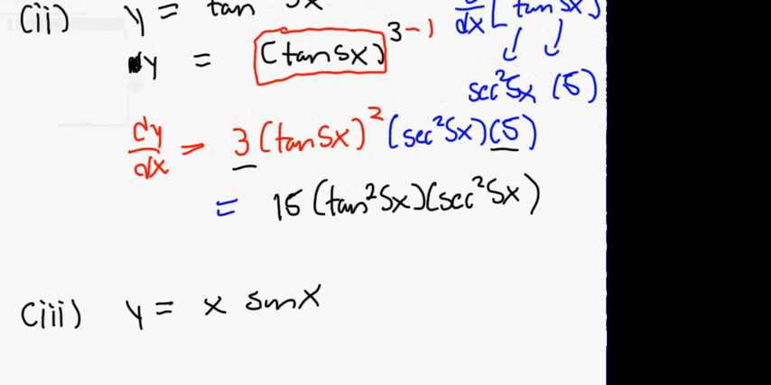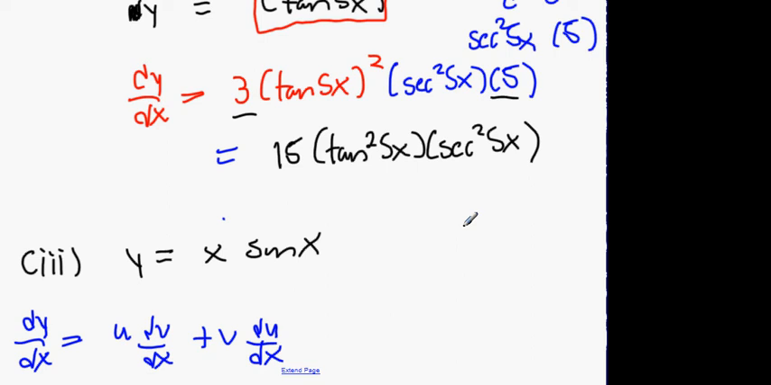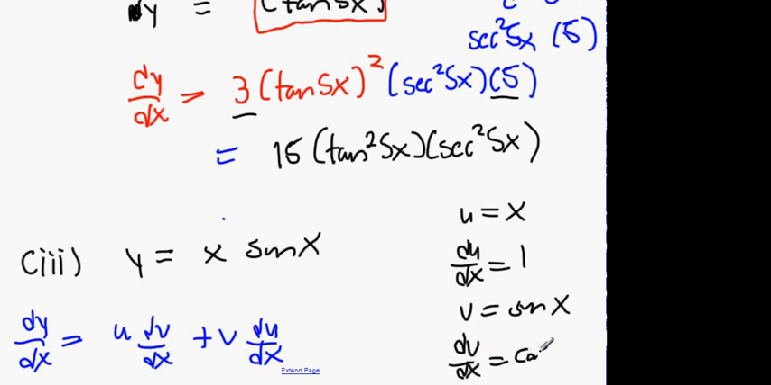Alright guys, next function is x sine x. Now, it's not being added, which means I can't differentiate both of them separately, alright? Because they're being multiplied by each other, it's a dead indication of the product rule. I'm going to write down the product rule before I even begin: u dv dx plus v du dx. And once I've done that, u equals x, du dx equals 1. V equals sine x. That means dv dx equals cos x.